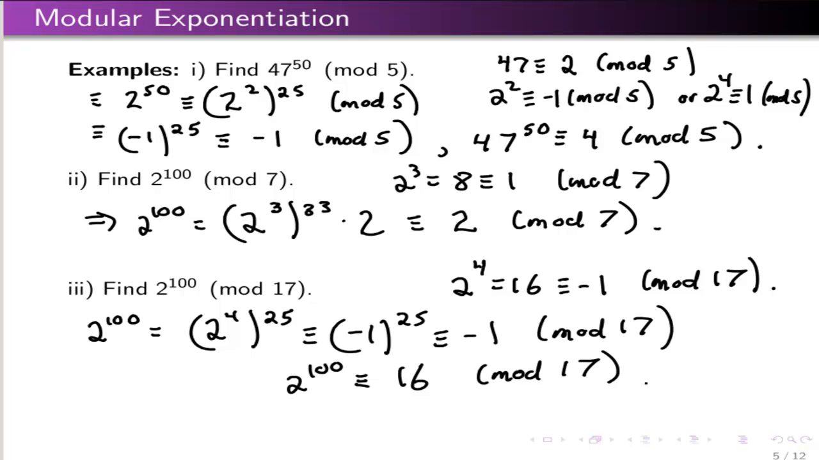Okay, pretty neat how quickly you can work with these huge numbers. I mean, 47 to the 50th, that's a huge value, or 2 to the 100th. So in modular arithmetic, you can do exponentiation extremely rapidly.